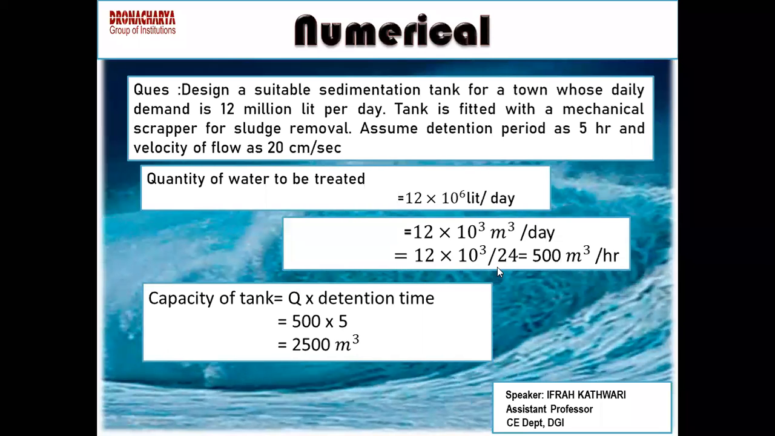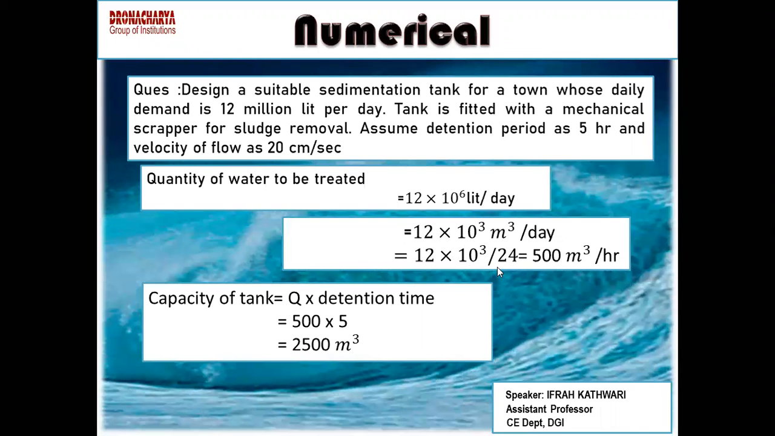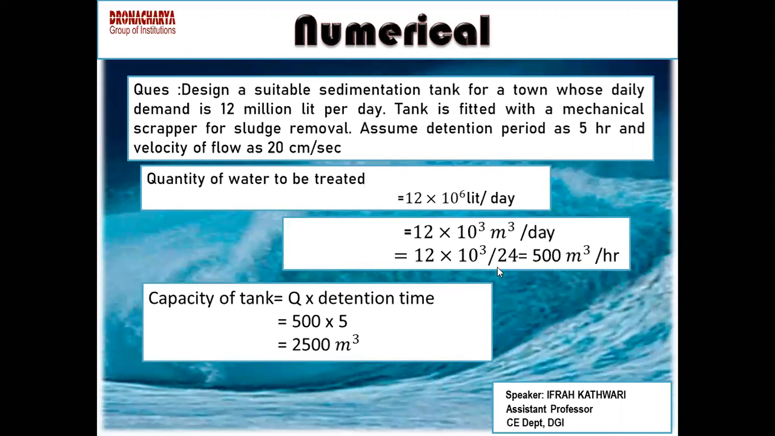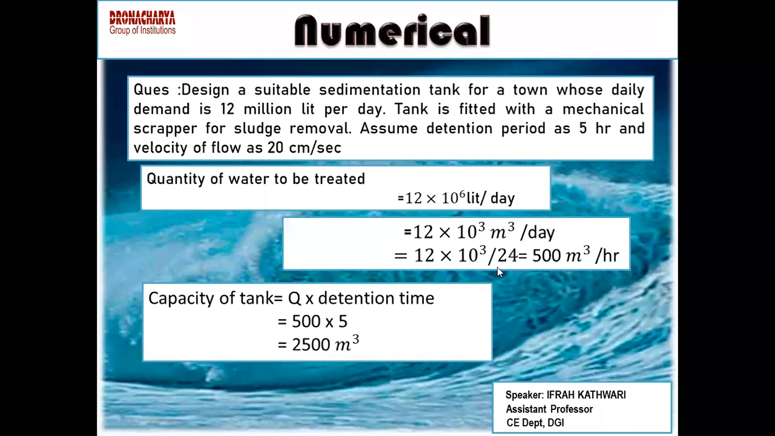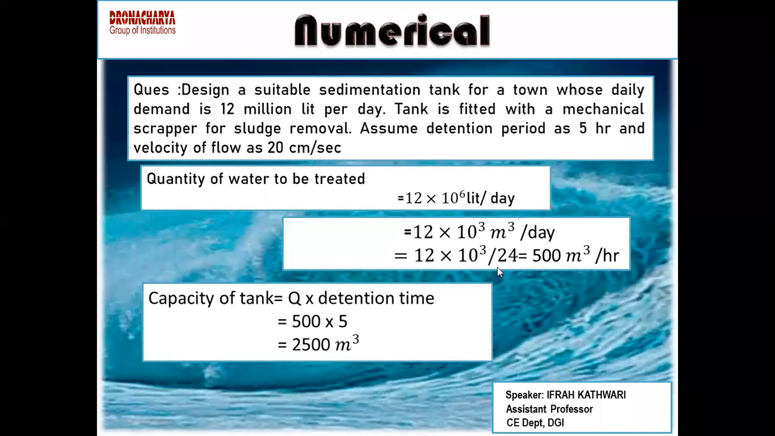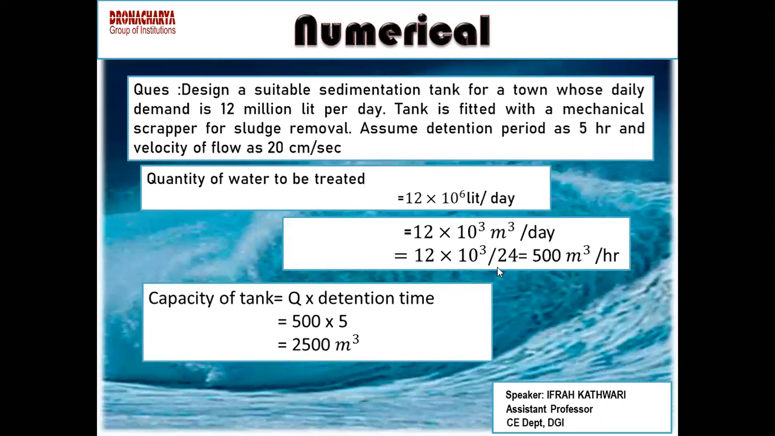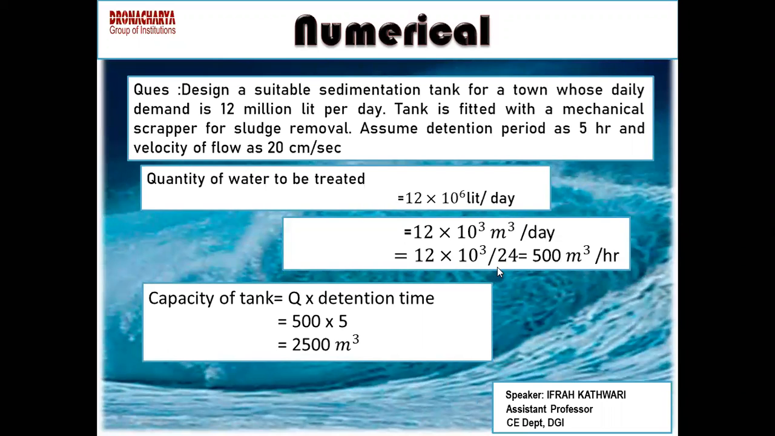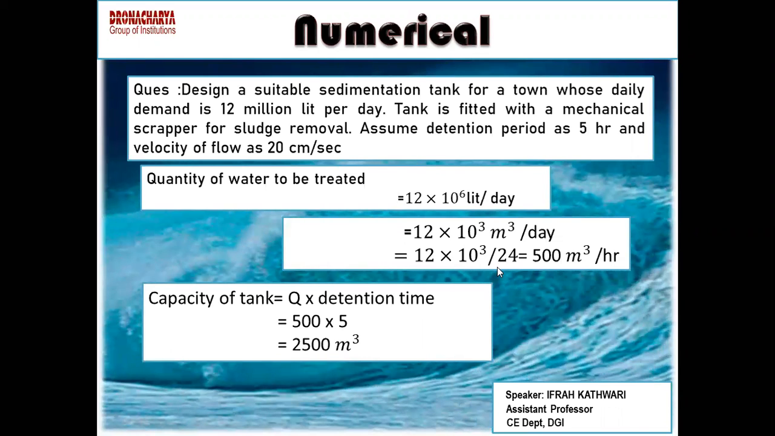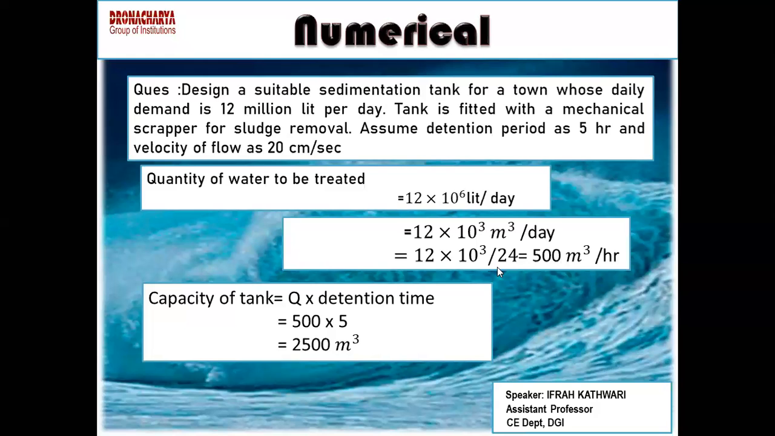What else do we need? Actually, we need length, breadth, height. These three things are important for us. Then only we can find out the overflow rate or settling velocity. Sorry, detention period is already given. So in order to find that, we need L, B, and H. L is the length of the tank, H is the depth of water or height of tank, and B is the width of tank.